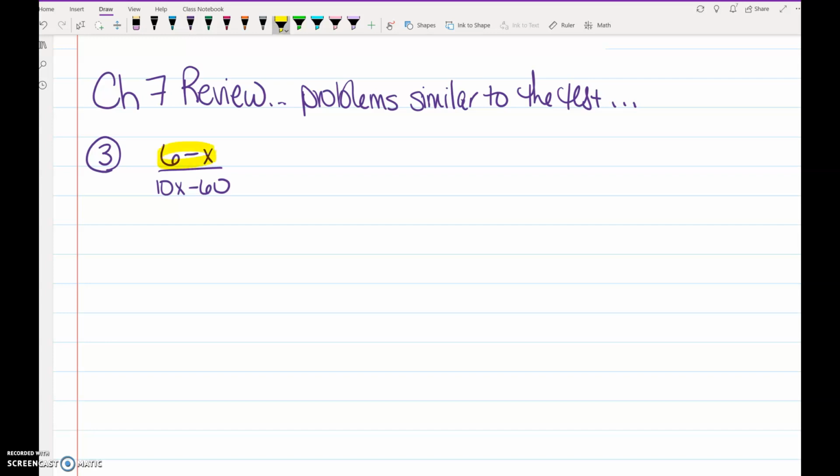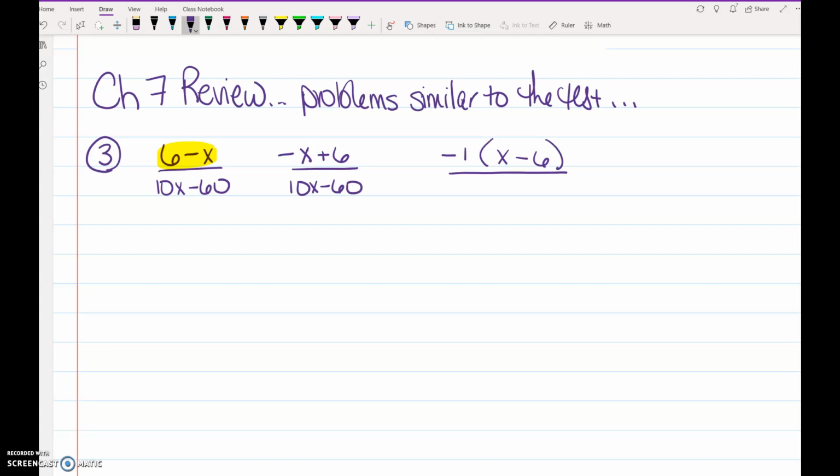Anytime you see the expression written backwards, 6 minus x is backwards, you want to rewrite that as negative x plus 6, and then we need to factor. When it's negative x, you want to factor out a negative 1. So this is really negative 1 times x minus 6.